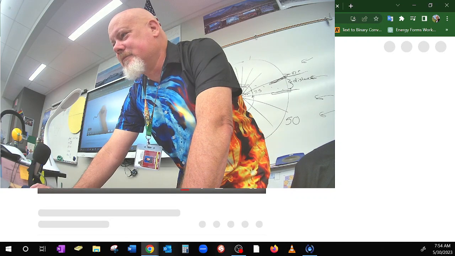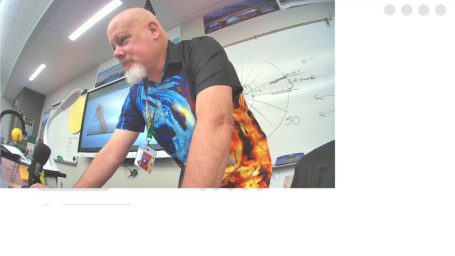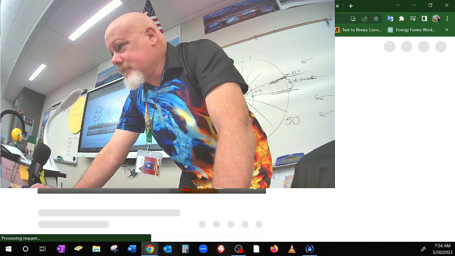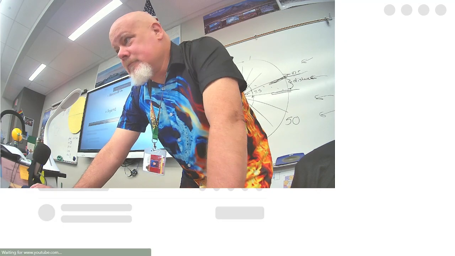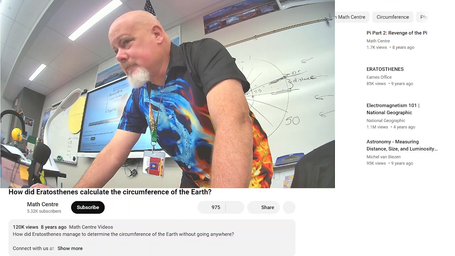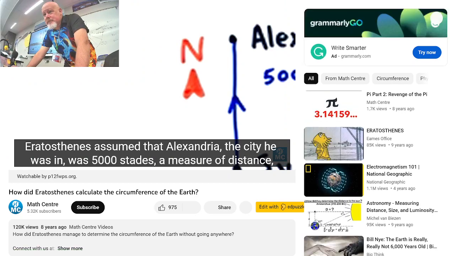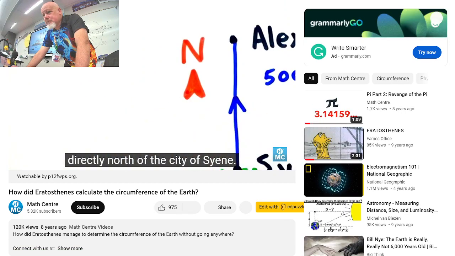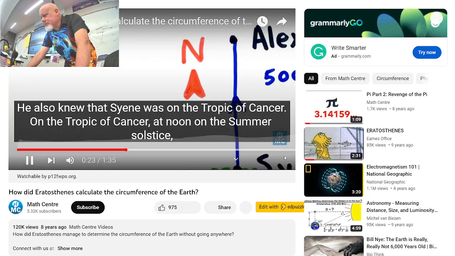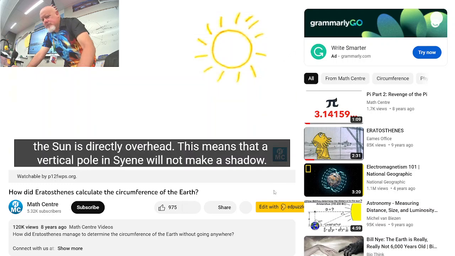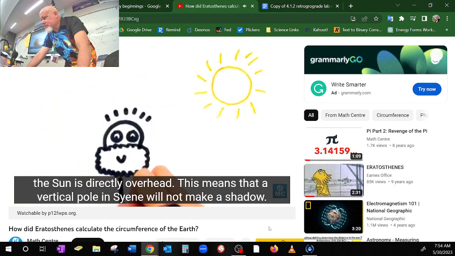So. Eratosthenes was a Greek mathematician and was chief librarian of the Library of Alexandria around 250 BC. He was also known as the father of geography. To calculate the circumference of the Earth, Eratosthenes assumed that Alexandria, the city he was in, was 5,000 stads, a measure of distance, directly north of the city of Syene. He also knew that Syene was on the Tropic of Cancer. On the Tropic of Cancer at noon on the summer solstice, the sun is directly overhead. This means that a vertical pole in Syene will not make a shadow.